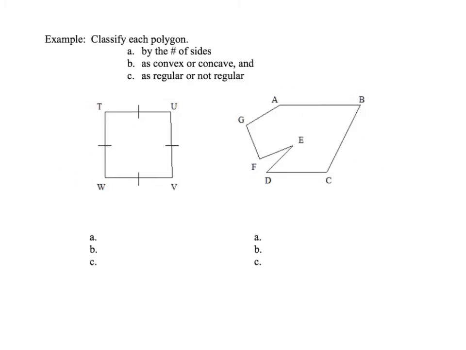All right, so we're going to classify these. First of all, by its sides, then tell me if it's convex or concave, and then tell me if it's a regular or not regular polygon. If you take a look at the first one, classifying it by the number of sides, well, this figure has 1, 2, 3, 4 sides. So you would write down that it's a quadrilateral.